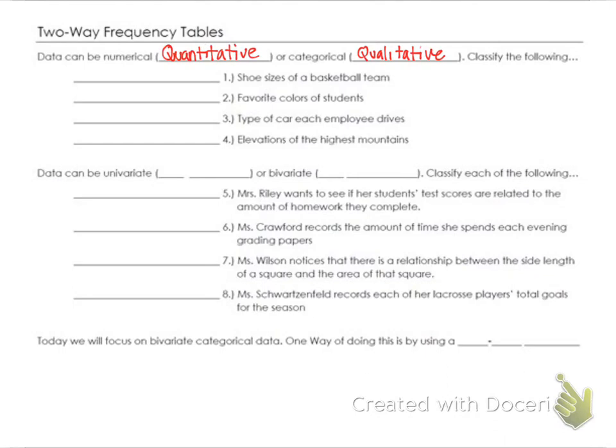So we're just going to do a couple examples right now. If you want to pause the video and try it yourself and then see how many you get right, that would be awesome. If not, just follow along as I go through it. So number 1, it's asking if it's numerical or categorical: shoe sizes of a basketball team. Well, we all know that we can categorize shoe sizes by numbers. So in that case, I would say that this is quantitative data. So I'm just going to write quantitative.